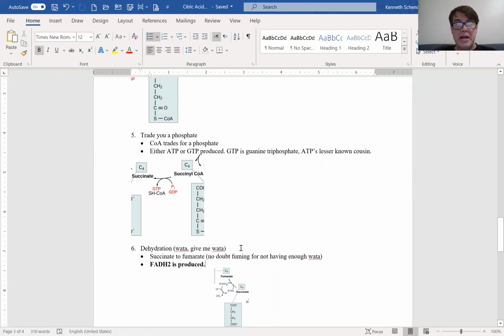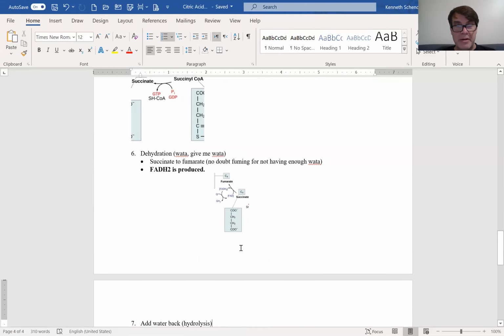Step 6, dehydration. Give me some water. It goes from a succinate to a fumarate. And it's fuming because, of course, it has no water. But here's where the FADH2 is produced in this particular part of the process. So in step 5, it went from succinyl CoA to succinate, both of which are sucky. And then it gets angry going from succinate to fumarate because it dehydrated. Water. Give me some water.